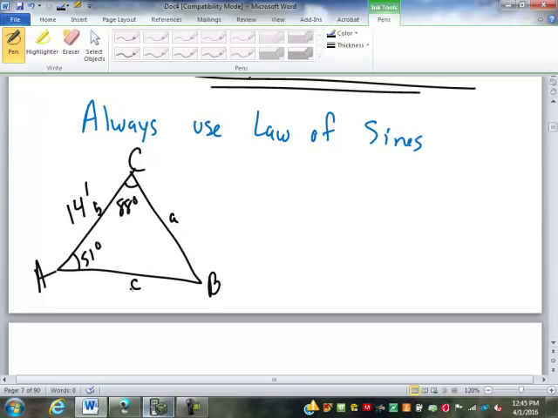First of all, do I have a side and its opposite angle? Well, the only side I have is 14. Do I have its opposite angle? No, but we can figure it out. Very well said. What's it going to be? Well, 180 minus 88 and minus 51 is 41 degrees. So now we have all three angles.